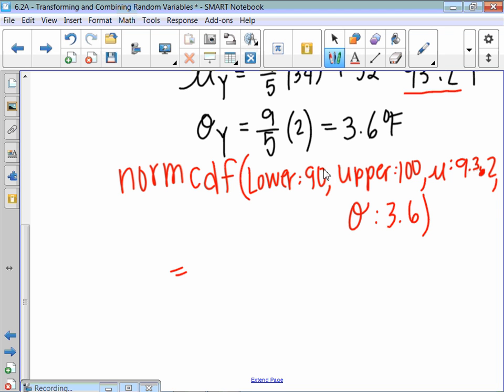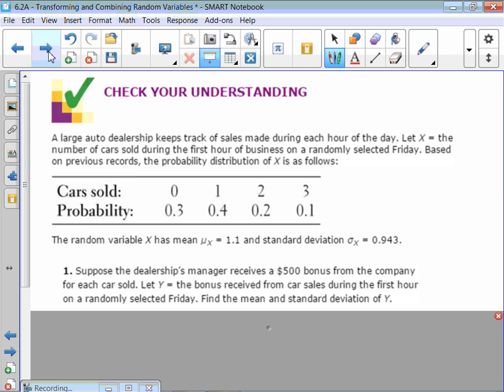All right, be sure you label these. And anybody got a decimal answer for me? Okay, so there's about a 78% chance that the bath water is going to be between 90 and 100 degrees Fahrenheit. Make sense? That's the samesies.